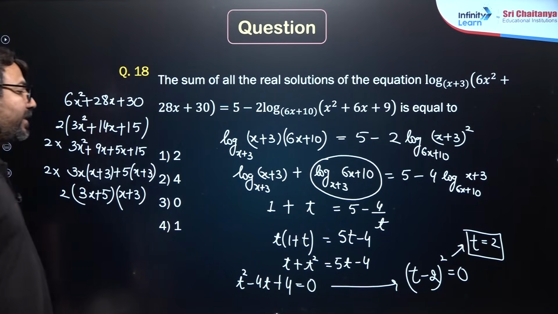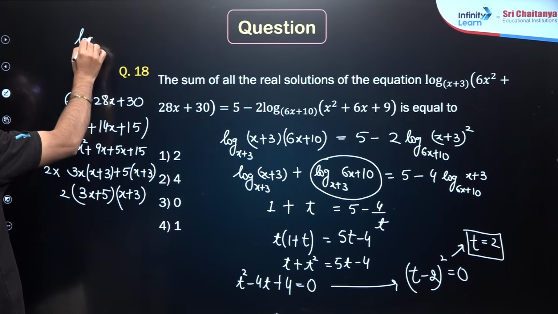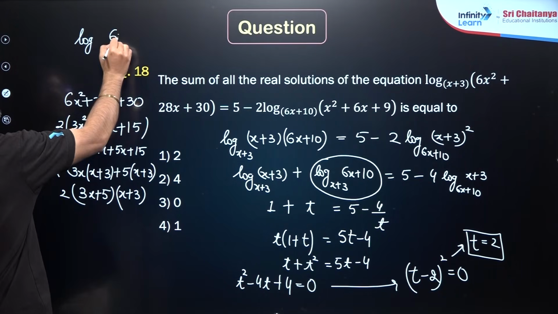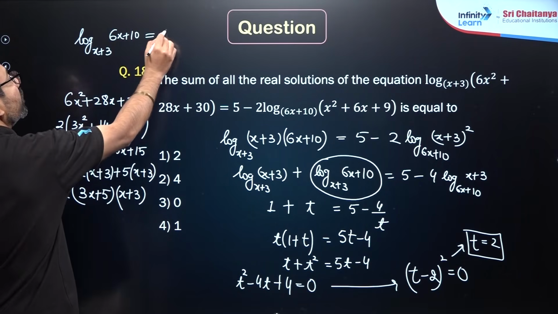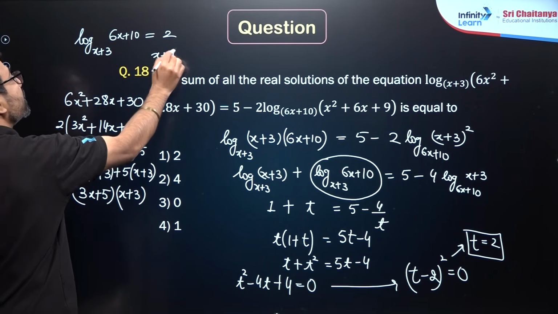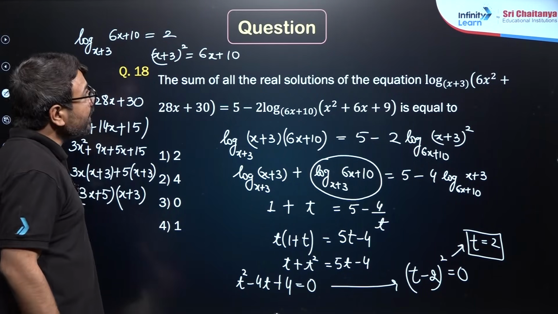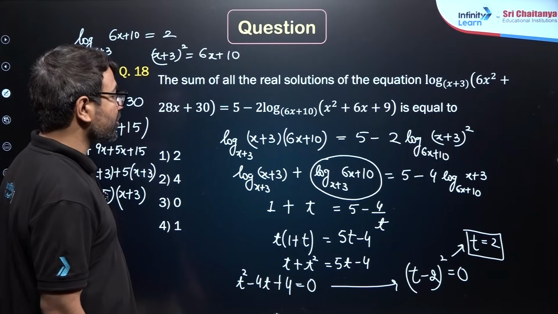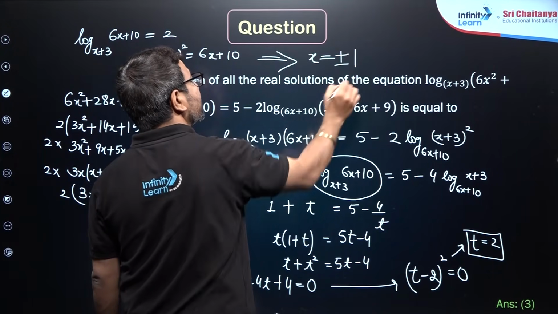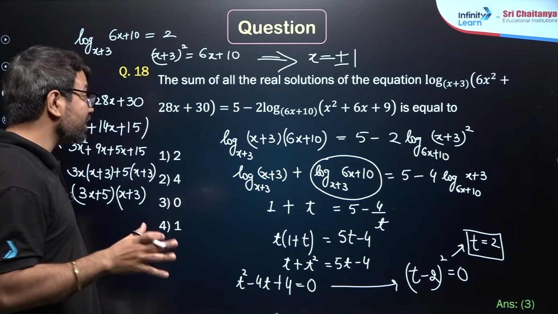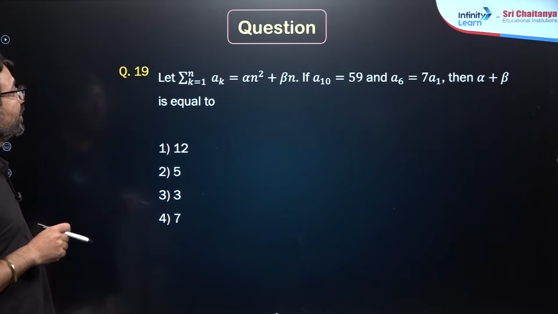If you get the value of t as 2, then my dear students, the logarithmic value which I have assumed as t, log of 6x plus 10 to the base x plus 3, will be 2. So we got x plus 3 whole square is equals to 6x plus 10. If I try to get the answer to this question, you will be able to simplify it to get the value of x as plus minus 1. And the sum of plus 1 and minus 1 will be 0. So that is why the third option will be the final answer.